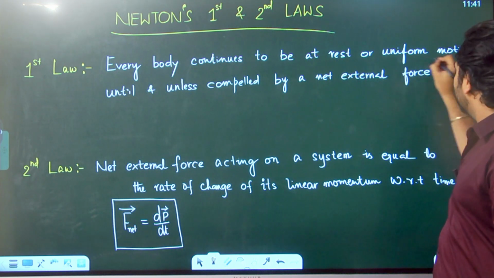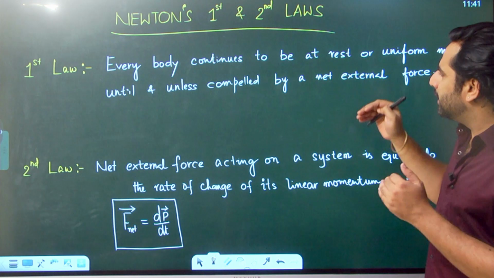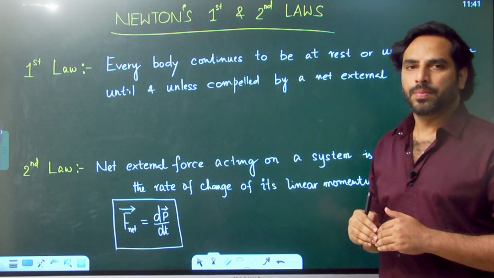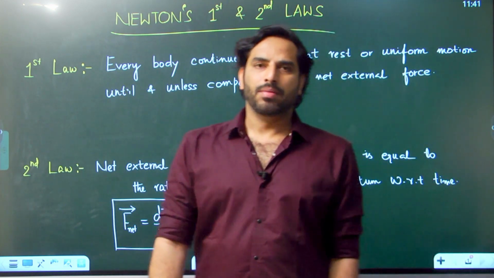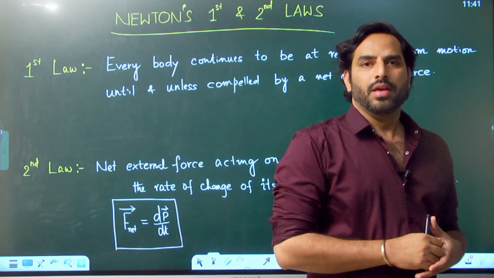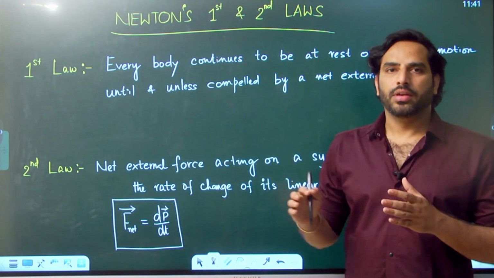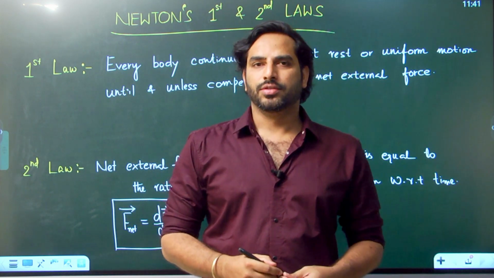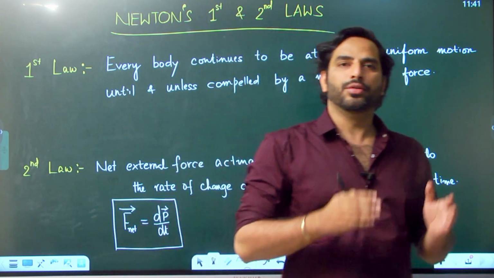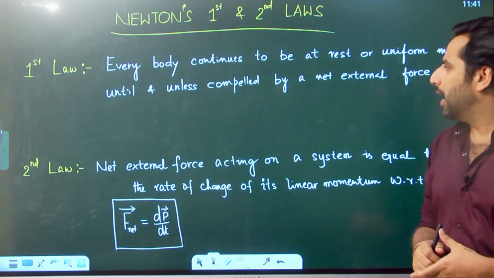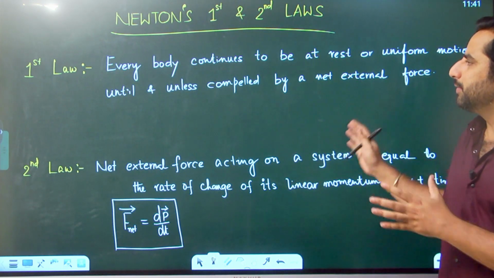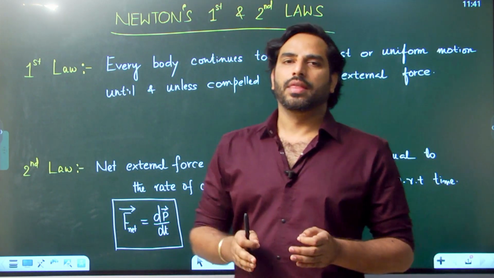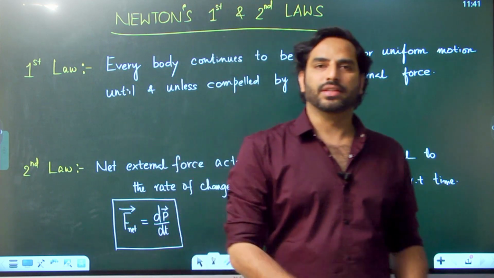Of course, uniform motion is mentioned, but when students read this statement, it somehow gives an impression that net external force causes motion, but it is not so. The whole intention of Newton's first law is to say that net external force causes acceleration. So that would be the right way to understand Newton's first law of motion. If you ask me to rephrase Newton's first law, I would say it is net external force that causes acceleration to a system.